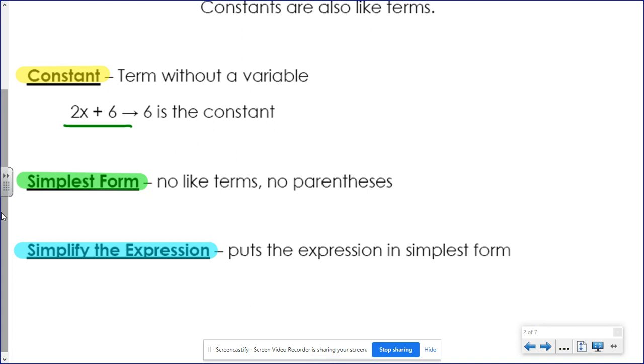Simplest form is what we're going to be working for in most of our problems. We want to clean up the math problems that I'm giving you. That means I'm going to combine things that match. I'm going to put them in a special order. I'm going to make sure there's no parentheses. And then the last thing is, so simplest form is when we get it all cleaned up. Simplify the expression is like the directions I would give you to tell you to put it into simplest form.